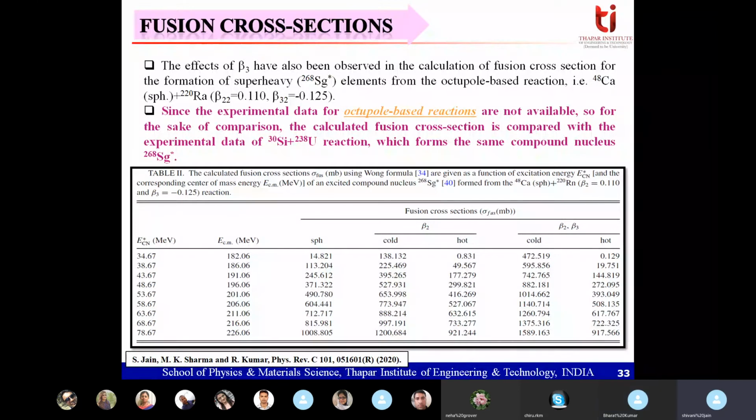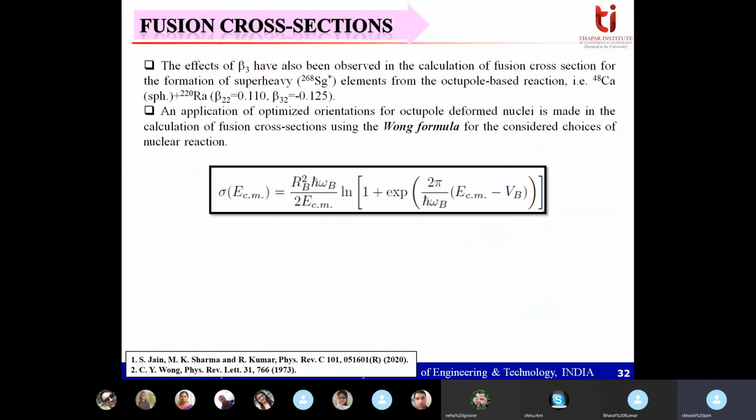Actually, I have considered only the Wong formula. This formula is expressed by summing up all the L values up to infinity. If you follow the C.Y. Wong reference, you can see that it is adding all the L values up to infinity, and as a result we get this expression.